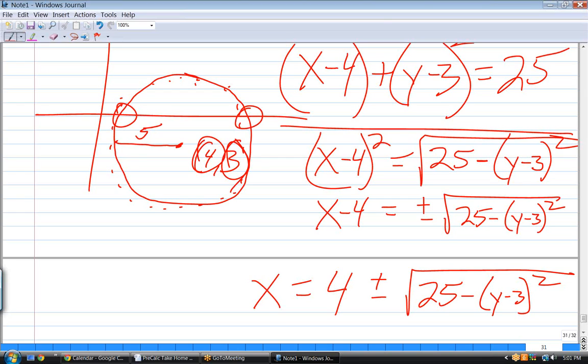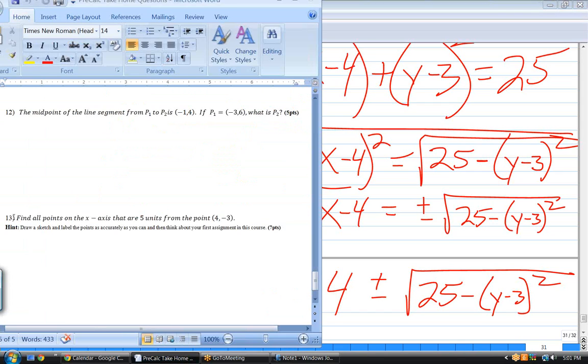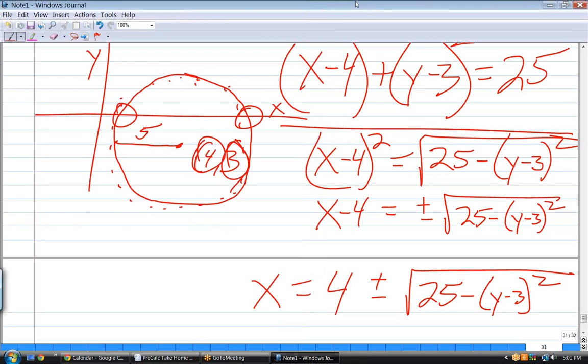Zero, by definition. Remember, this is the y-axis, this is the x-axis. Their question was, on the x-axis, find all the points that are 5 units away from that. Well, there's only 2 of them. There's this point here on the x-axis, and there's this point here. All the points on the circumference are 5 units away from this center, but there's only 2 of them on the x-axis. And the key is y equals 0 on both of those.